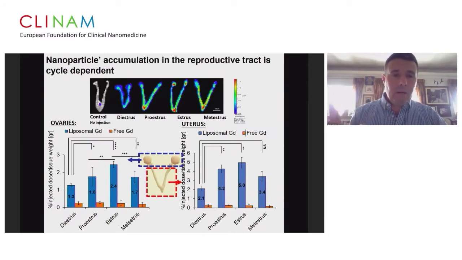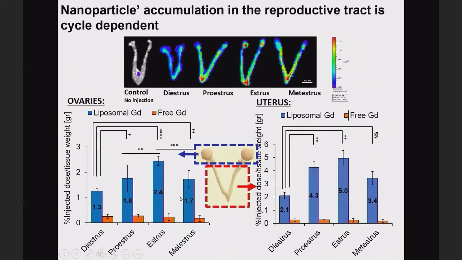And one of the first indications we got is that you can see on the upper panel of this slide that when we looked at the different stages of the ovulation cycle, at the peak of ovulation, at that stage that's called estrus, we had several-fold higher accumulation of the nanoparticles after being injected intravenously. Meaning that when you inject the nanoparticles intravenously in the mice, at the peak of the ovulation cycle we saw higher accumulation of the nanoparticles inside the ovaries and the uterus of the mouse. Here we were using fluorescent nanoparticles.